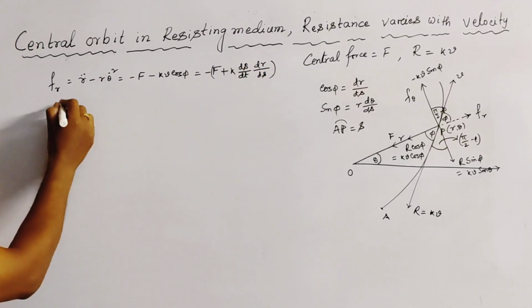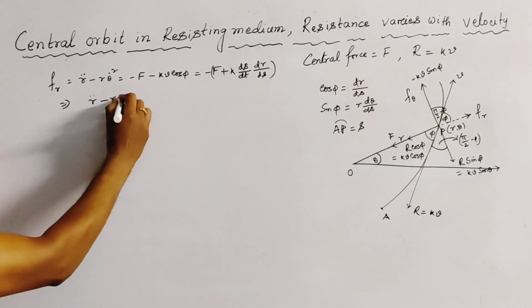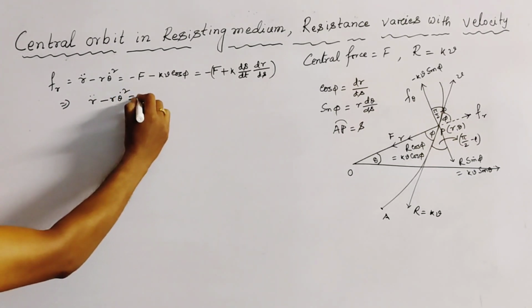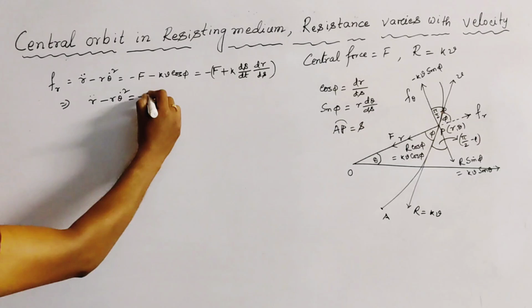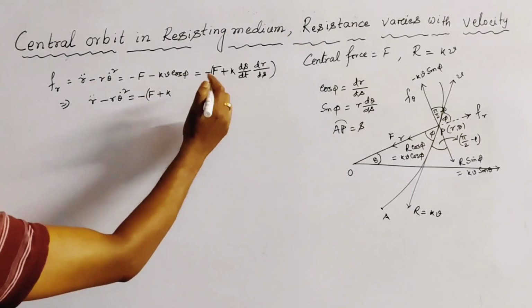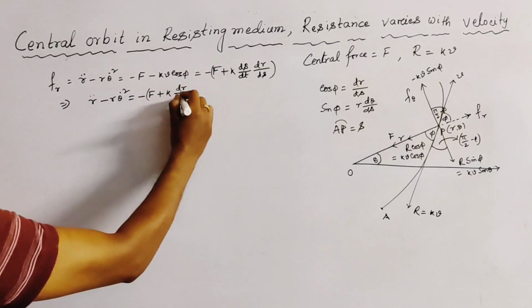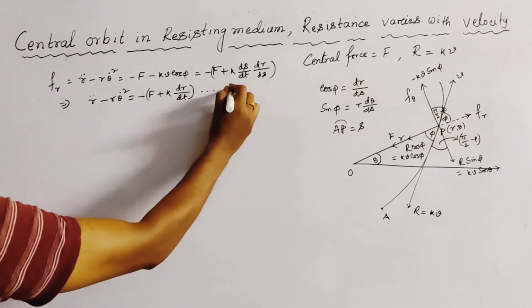So the first equation becomes r double dot minus r theta dot square equal to minus F plus K into ds cancels out, dr/dt, and this is equation 1.